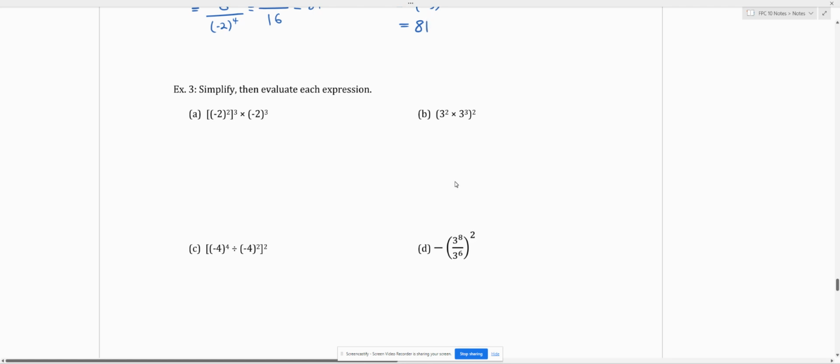Now, down here, with these questions, BEDMAS often will give us really huge numbers. It wasn't too bad above, but we want to simplify these first, and then we're going to evaluate. So do not use BEDMAS when we can use your laws.